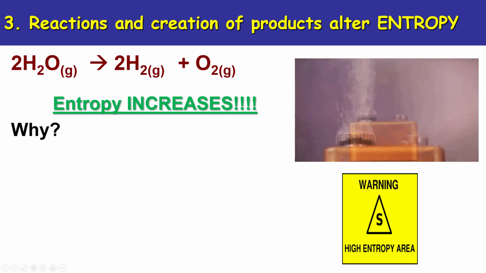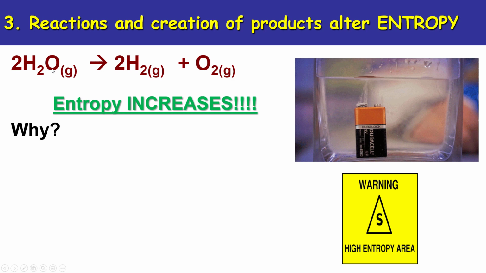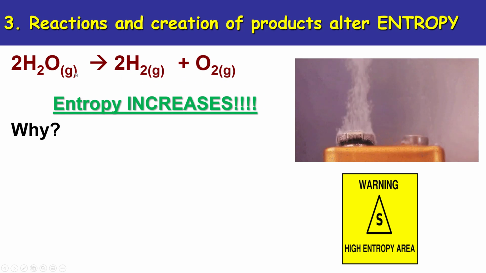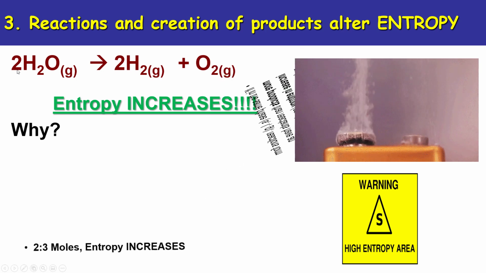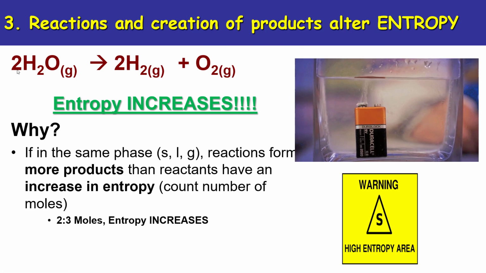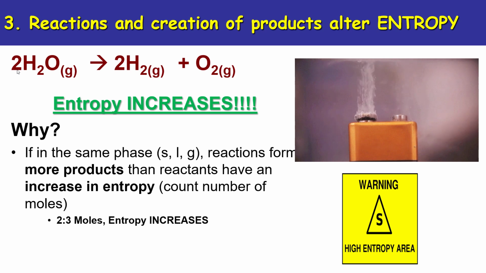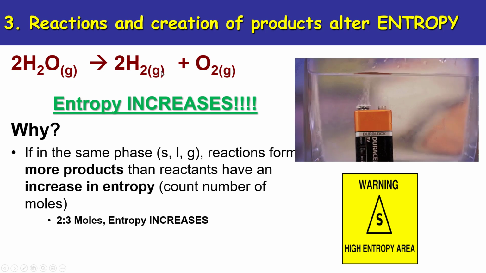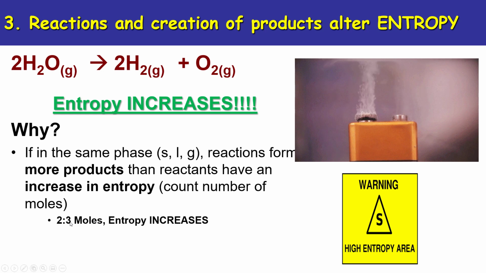And what we have to do is consider how many reactants we have versus products. And here I have two molecules of water that are being decomposed into two hydrogens and one oxygen. That gives me a total of 3 products on the right versus 2 reactants on the left. So the takeaway from this slide is when you have things that are in the same phase and your reactions form more products than they had reactants, there's always an increase in entropy. So simply count the coefficients on the left side and compare them to the coefficients on the right. The side that has more is the side where entropy is increasing.